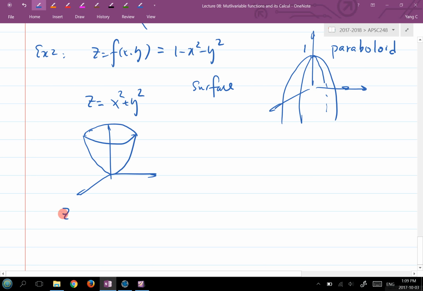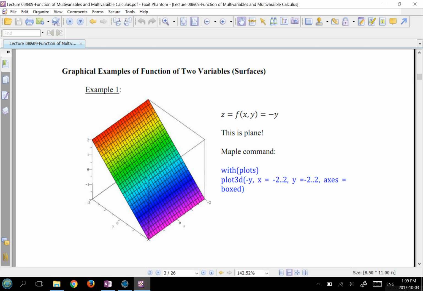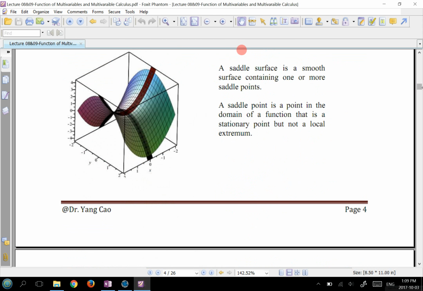Another one, very useful one, is this one: z equal to x squared minus y squared. Now this one here, I'll show you what it looks like. So this is the shape of z equal to x squared minus y squared. What does this shape remind you of? Saddle, exactly, right? So why do they call it saddle then?